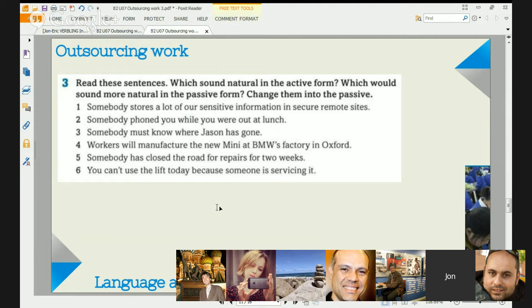Somebody stores a lot of our sensitive information in secure remote sites. Okay. Should this be active or passive, do you think? Active. No. Why? Is it important to know who stores? Does it matter if we're using Amazon or Google or a private company? Does it matter who does the storing?